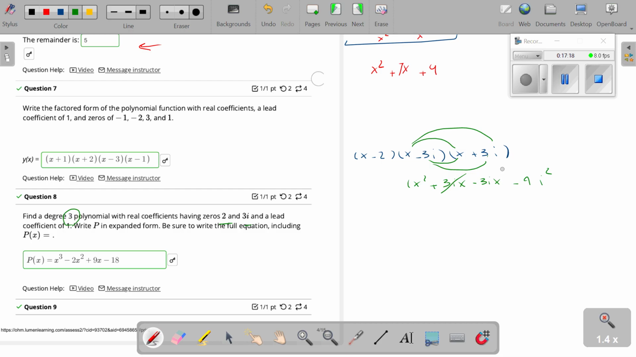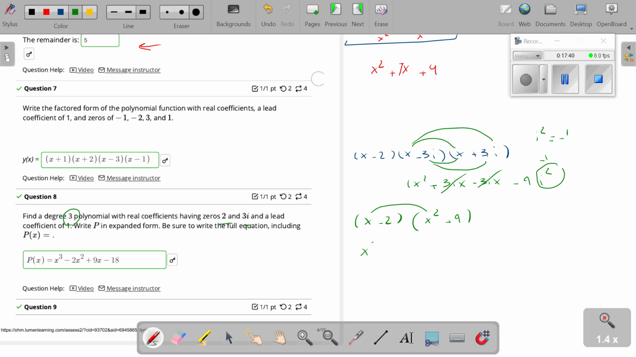3ix and negative 3ix cancel each other. So I will have x squared here. On the other hand, we know that i squared is equal to negative 1. So negative 1 times negative 9 makes it positive 9. And I had another factor, x minus 2, and we're going to distribute those as well and expand them.